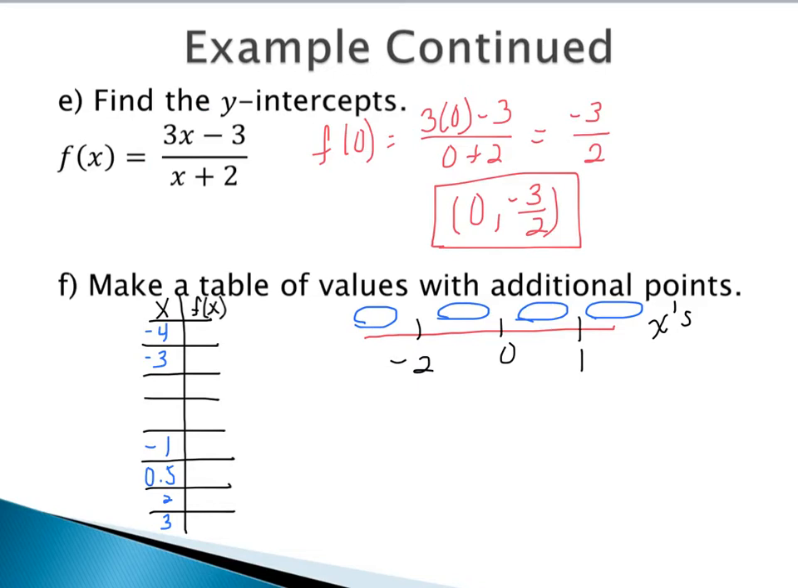Again, you can actually pick different numbers than what I chose here, as long as you're meeting the requirements of finding some numbers to the left of -2, between -2 and 0, between 0 and 1, and then to the right of 1. So x equals -2 is your vertical asymptote, that's separating the graph. x equals 0 is actually your y-intercept. And then x equals 1 was our x-intercept. So those are our key points on our graph that we found so far, except for our horizontal asymptote. We don't really need to use that here in order to help us make a table of values to find additional points.